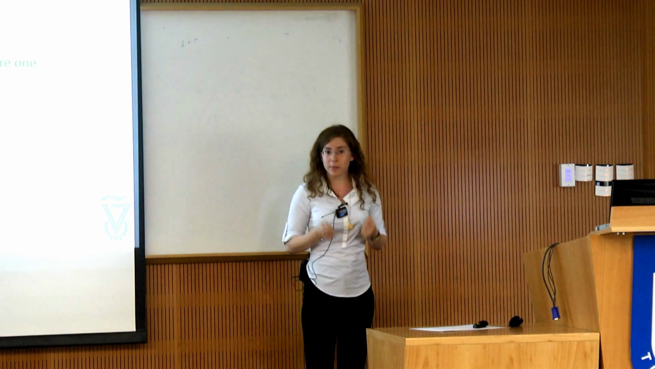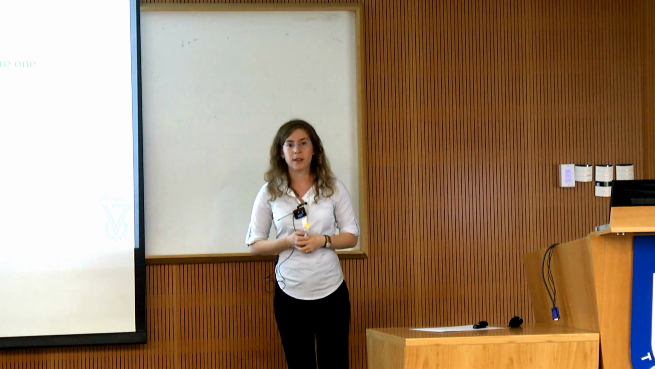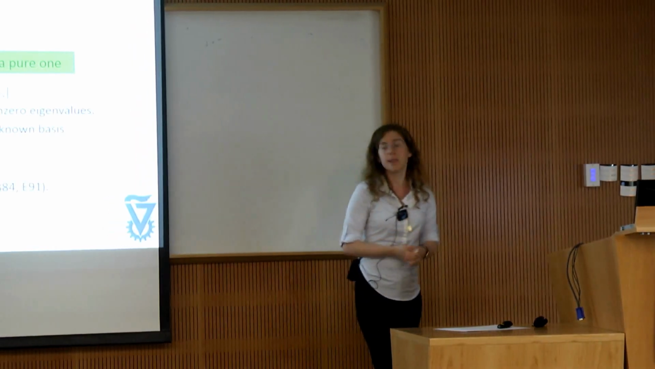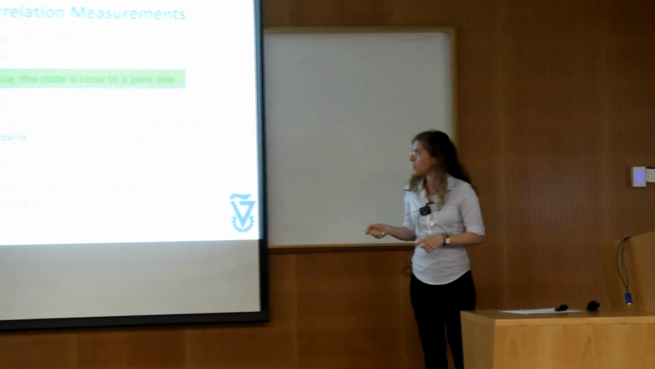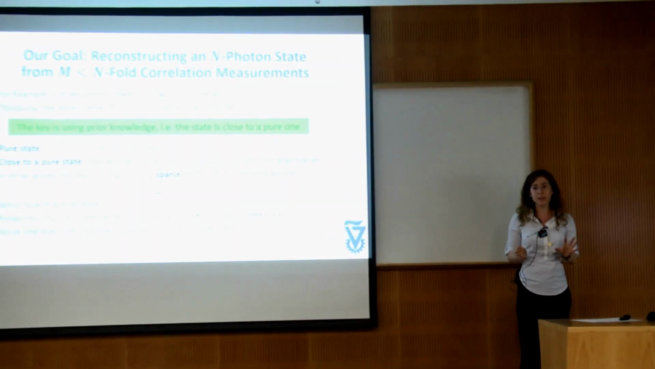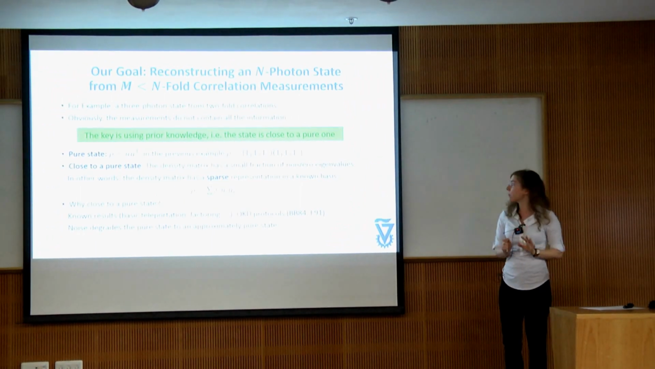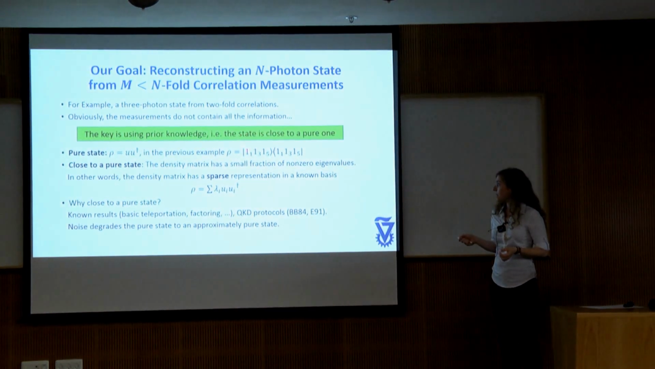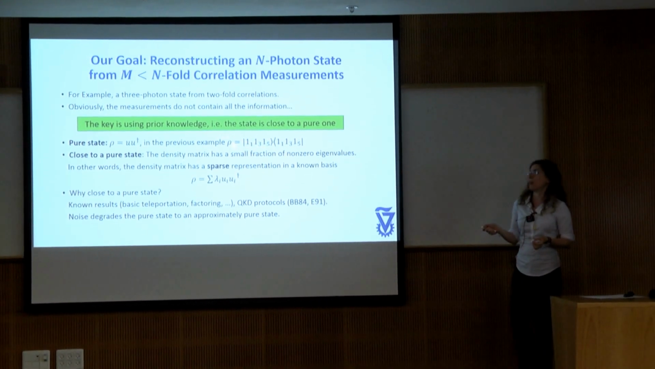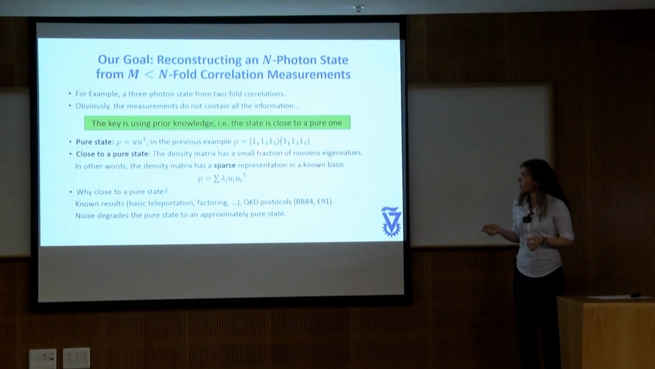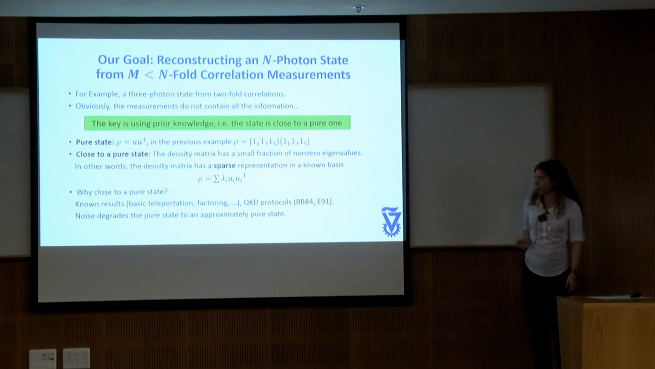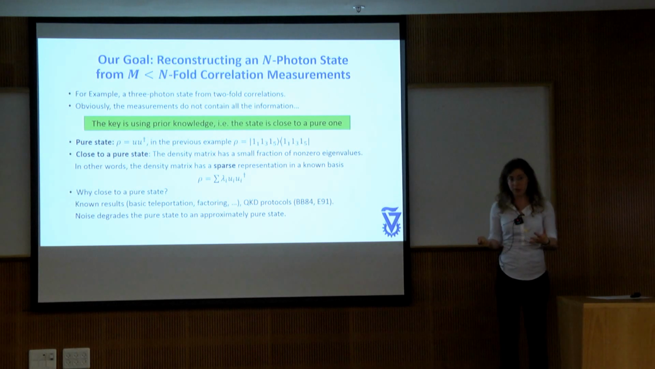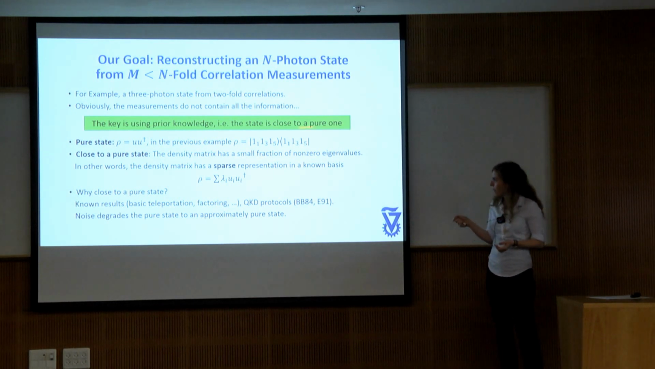And the key to overcome this problem is using prior knowledge. In our case, that the state is close to a pure one. Now, I remind you, a pure state is a state that can be represented using a single vector. In the example I gave, we had 1 photon in the first channel, 1 in the third, 1 in the fifth. But you can write any vector instead, just like in here. And close to a pure state means that instead of just 1 vector, we have a small number of them.